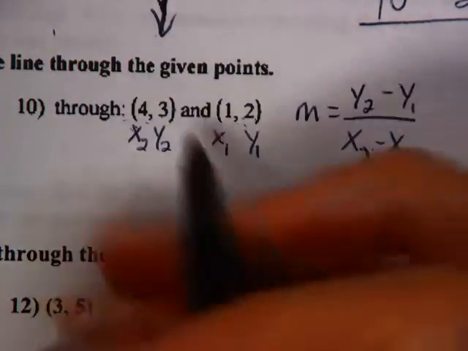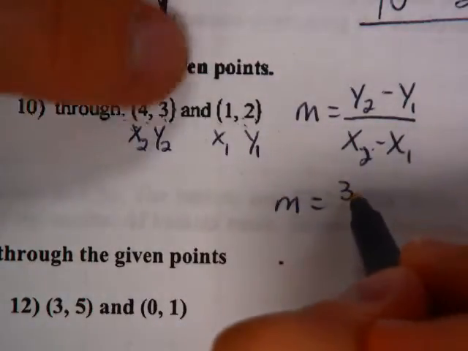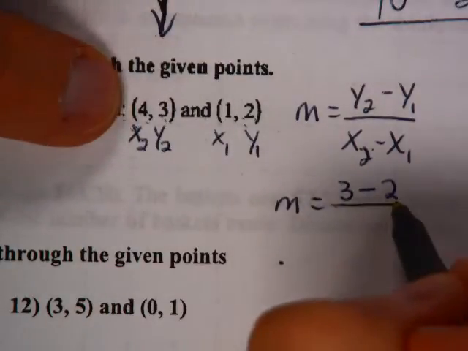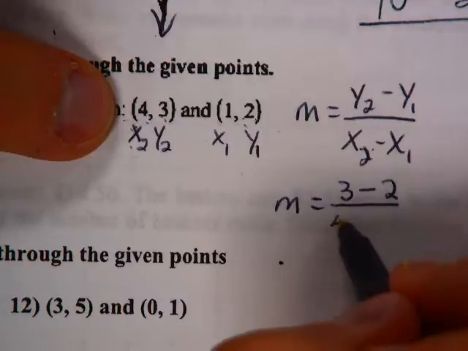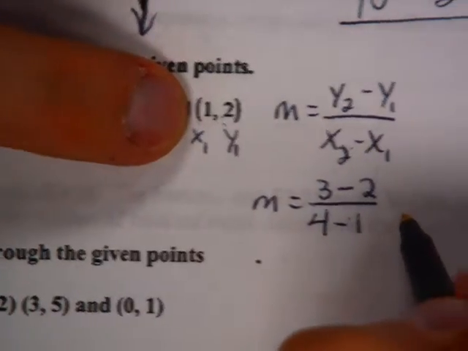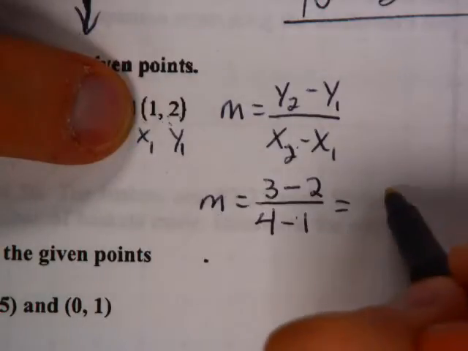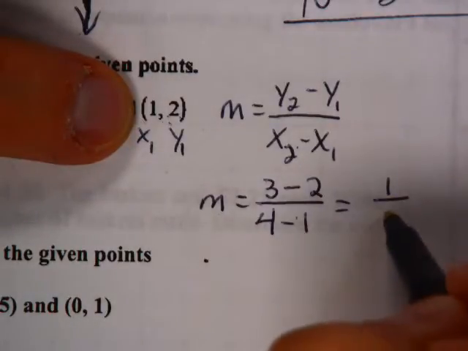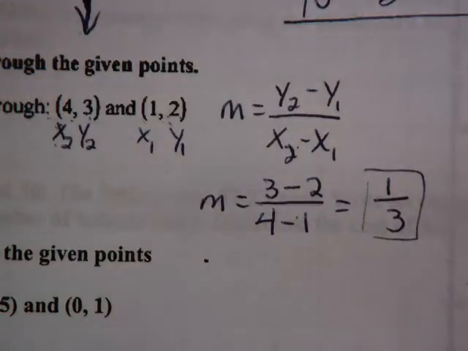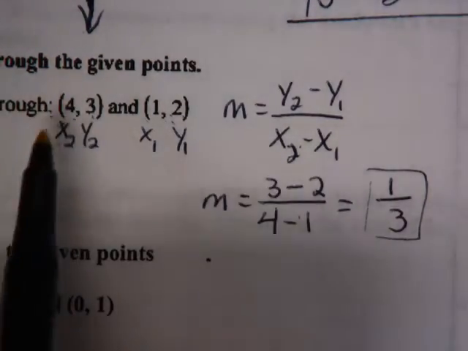So I know my y2 is going to be 3, and y1 is going to be 2, so I'm going to subtract those. Divided by x2 is going to be 4, and x1 is going to be 1, so I'm going to subtract those. And when I simplify that, I get 3 minus 2 is 1, 4 minus 1 is 3, so my slope is 1/3, and that's quite convenient. But how do I find the y-intercept?